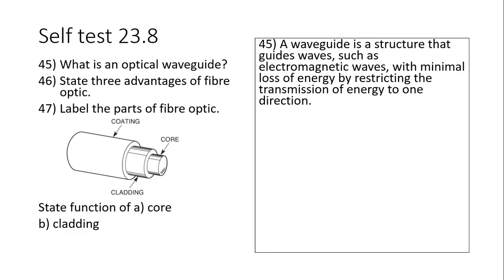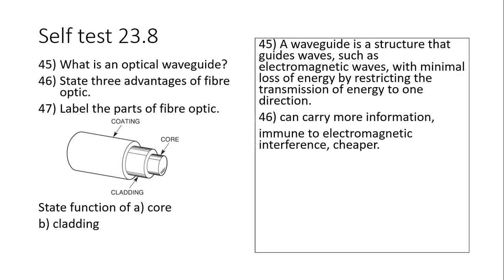State 3 advantages of fiber optic. Okay, can you state for me 3 advantages of fiber optic? Use a book if you have to. Go and find the answer for me. You should have written it down just now when I taught you. You need to make an effort, Srini. Nobody can help you. It can carry more information, it is immune to electromagnetic interference, and it is cheaper also, because it's made of glass.